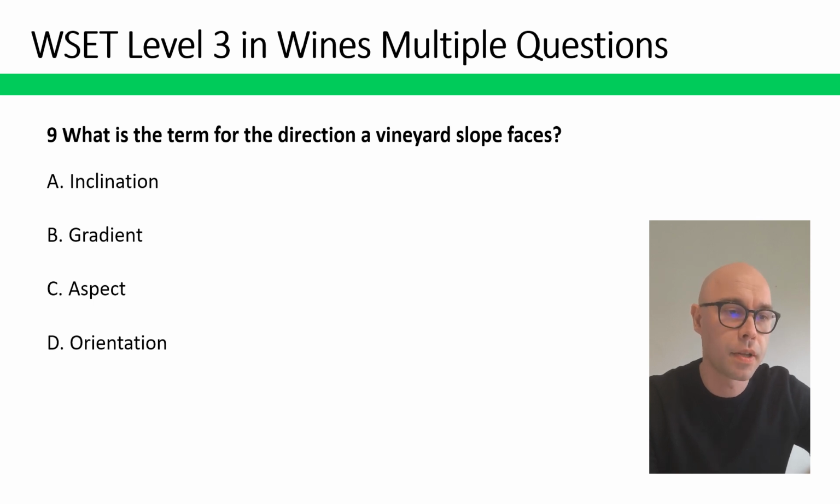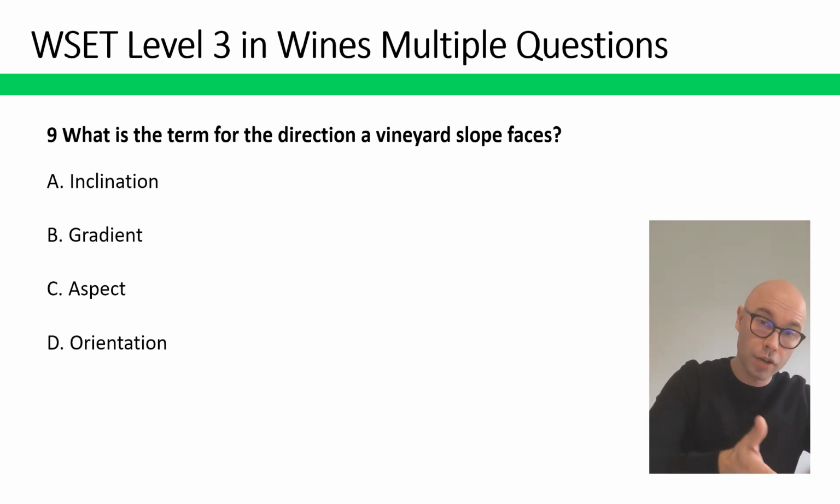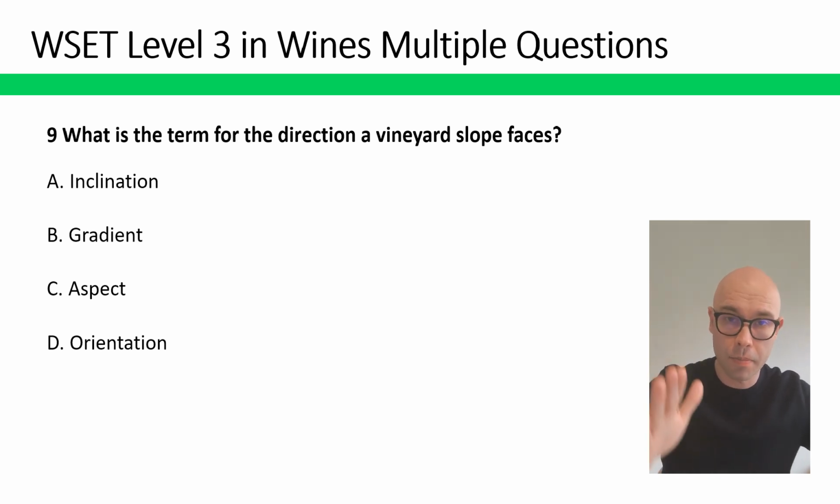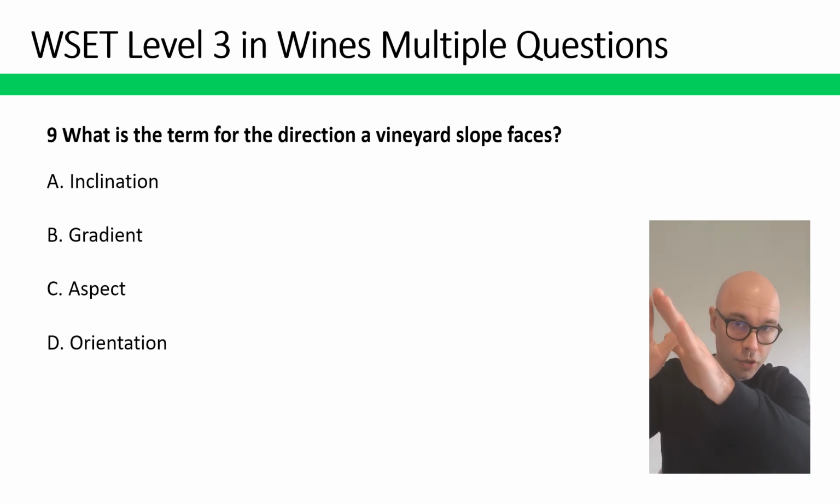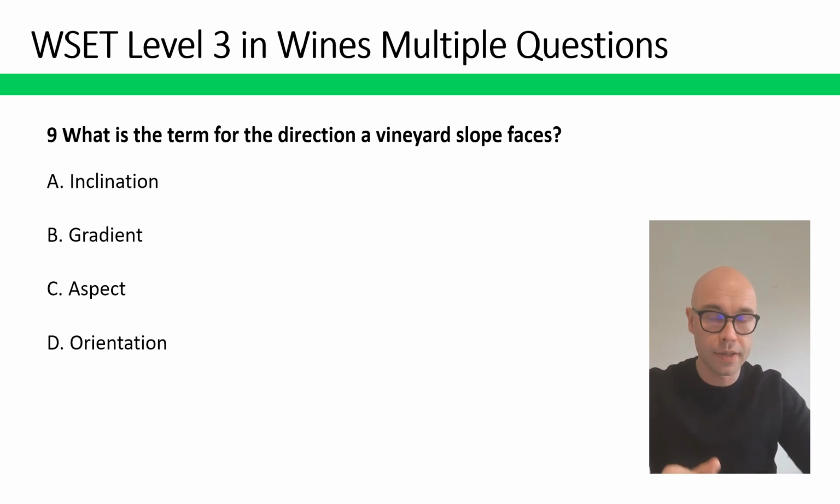What is the term for the direction a vineyard slope faces? Inclination, gradient, aspect, orientation. The correct answer is C, aspect. So aspect is the direction of the slope which the vineyard is facing. It needs to be on a slope, and where is it facing?